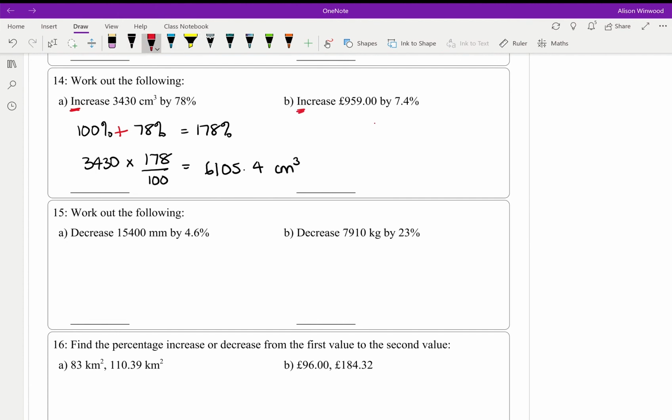Increase again, so another add. So actually we're looking for 107.4% of our £959. Which is £1,026.97 if we round it up.